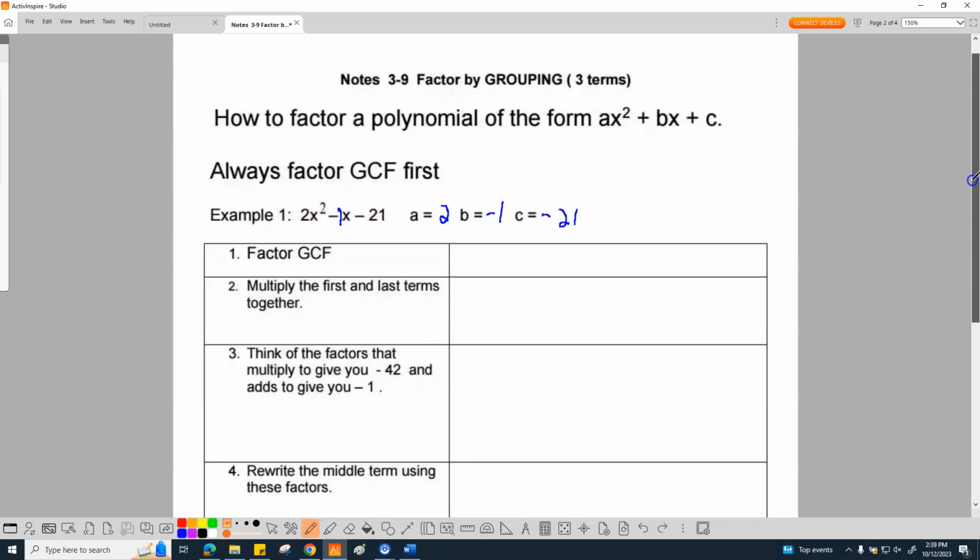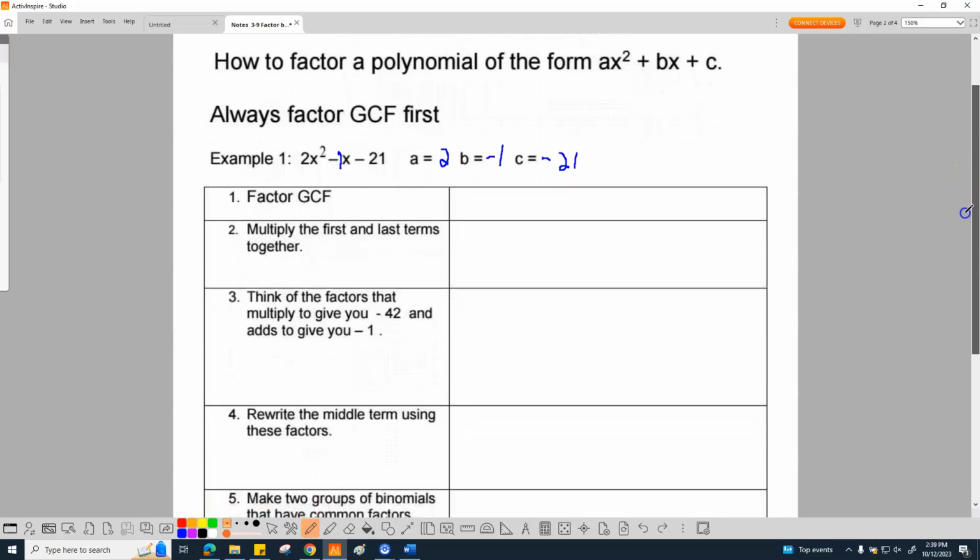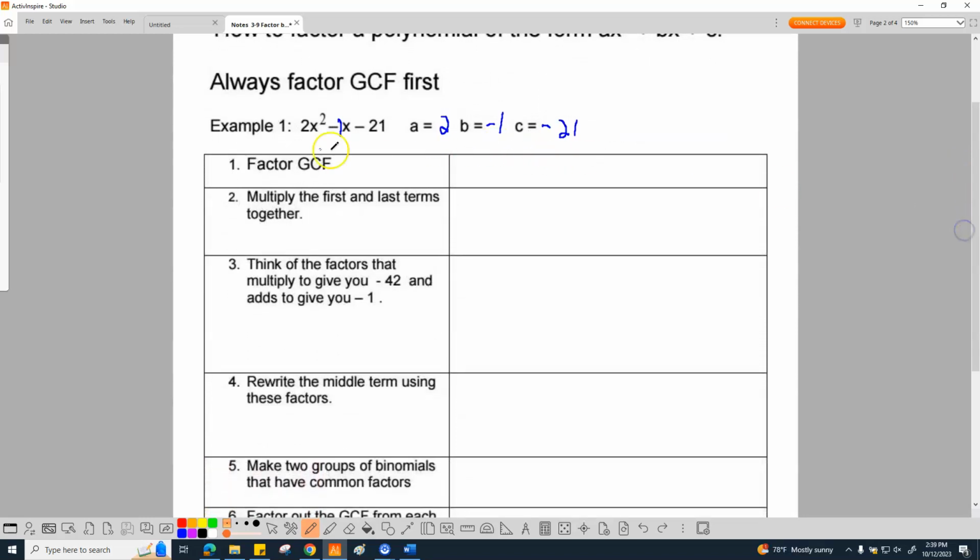If you know factor by grouping, this will be relatively easy. So what we do is this. We're going to factor the GCF. Once again, there's no GCF on this original thing. You have to ask yourself, does every number have a variable? The answer in this case is no. Is there something to factor out of a 2, a 1, and a 21? The answer is no. So for this example, there is no GCF. Let's make sure we write that down. No GCF.